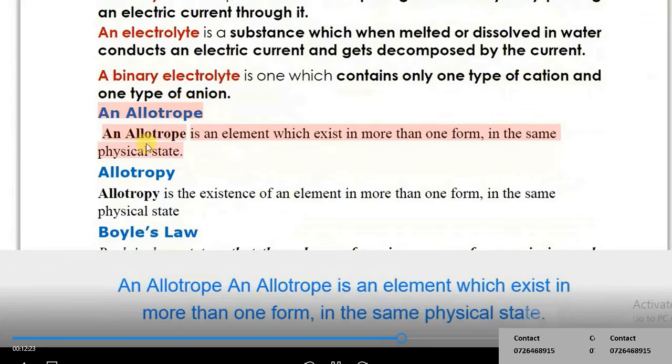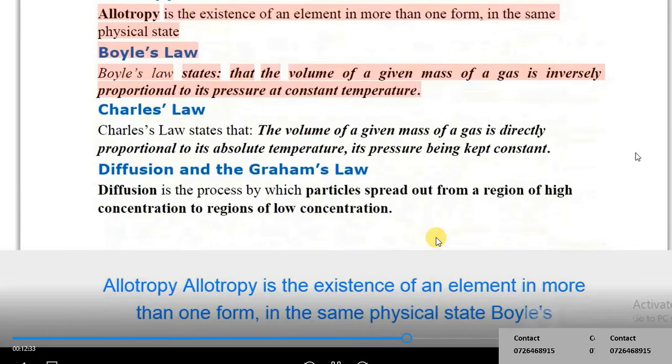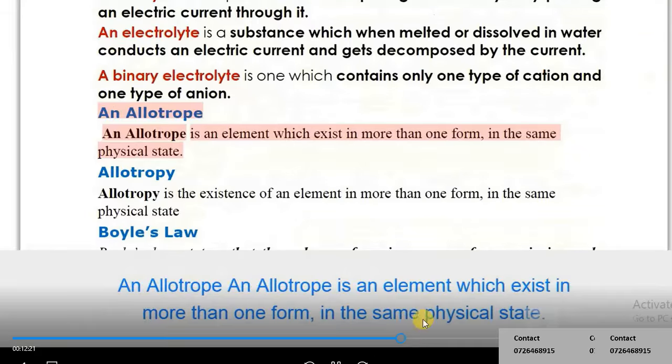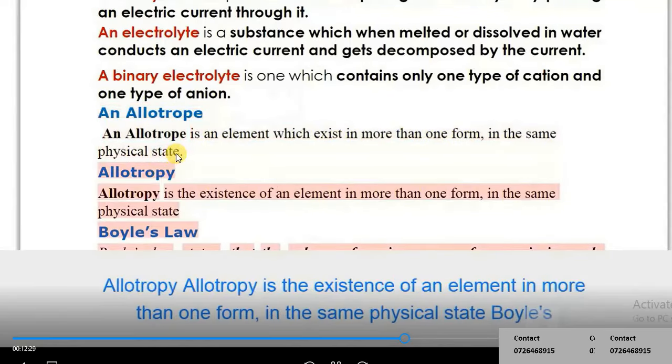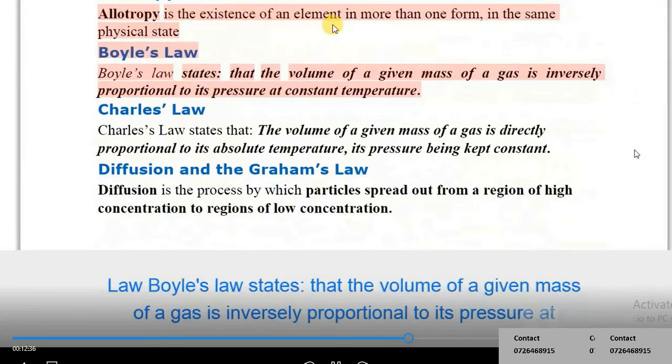An allotrope is an element which exists in more than one form in the same physical state. Example is diamond and carbon. Allotropy then is the existence of an element in more than one form in the same physical state.